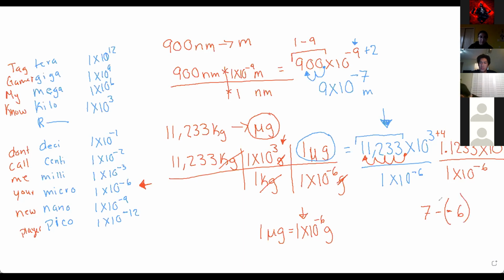Which will technically be what? 13. Yeah, 13. Remember that when we have 2 negatives, we're actually adding them, right? Because we have this new exponent, because we subtracted them, our answer is 1.1233 times 10 to the 13th micrograms.